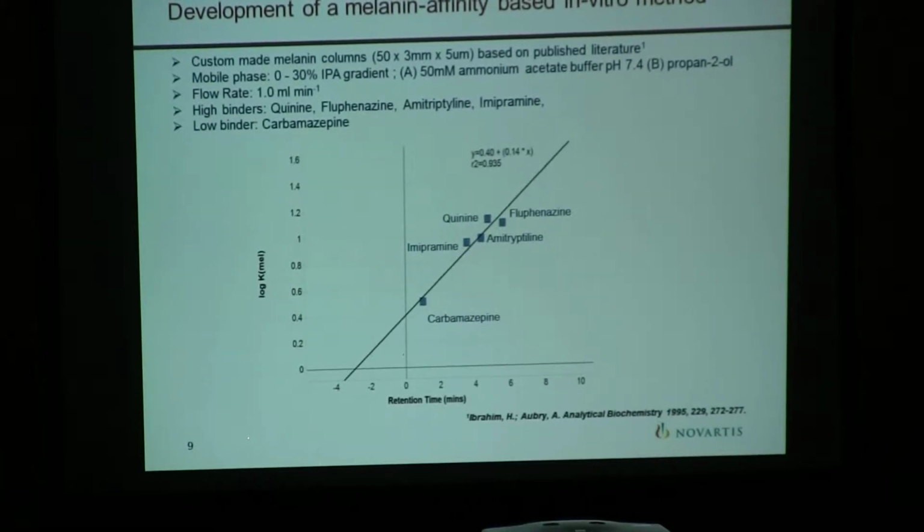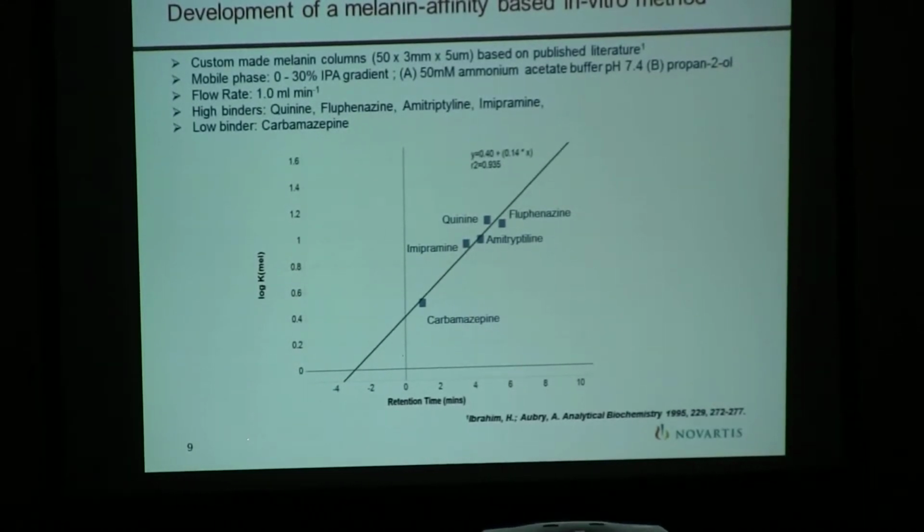So I don't have that data right now, but what we essentially did was run the study in a similar way, and we could get a relatively linear curve with an R square value of 0.9, where on the x-axis you have retention time, and the y-axis is the log k that we assign based on the retention time. When you have different high binders to the melanin, they would have a longer or higher k value, meaning that they elute out much later as compared to a low binding drug that has lower affinity and would come out fast.